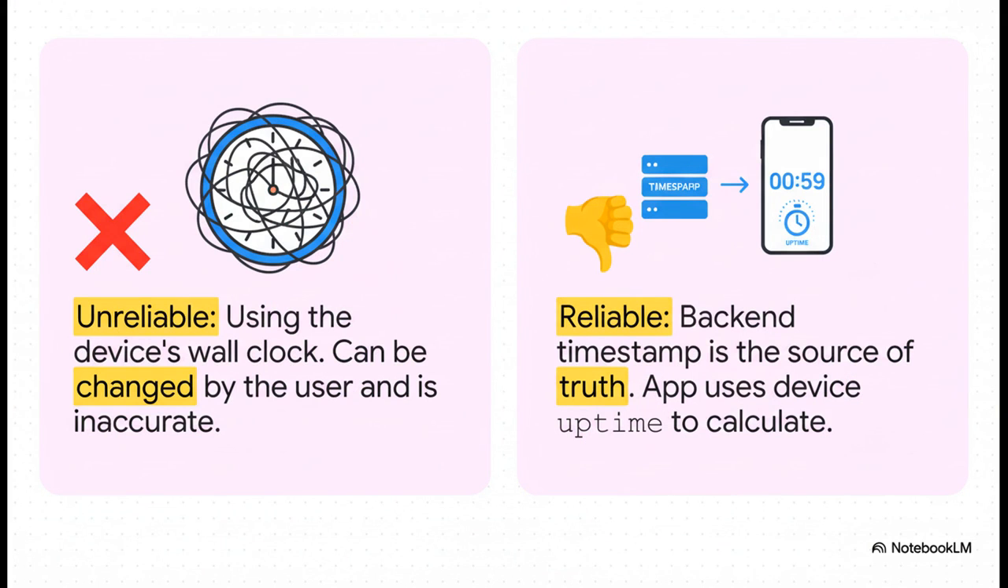But wait, how do you make sure that timer is legit? I mean, you can't just trust the clock on your phone. A sneaky user could just go into their settings, roll the time back, and give themselves an extra hour. No way. The only reliable method is to make the backend server the single source of truth. The server gives the app an authoritative timestamp, an exact moment in time when the hold expires. Then the app uses the phone's internal uninterruptible uptime clock, one you can't mess with, to calculate the time remaining. That's how you make it cheat-proof.